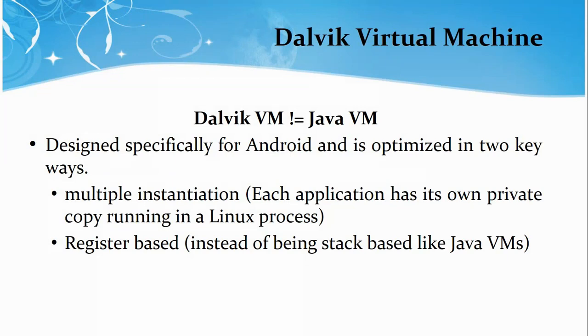DVM is designed specifically for Android. JVM is designed for each and every operating system available: Linux, Windows, Solaris, iOS, like that. We have different operating systems, and JVM is designed for all of them, but DVM only for one, Android. And it is optimized in two ways, which I've already explained. One, multiple instantiations. Second, register based.